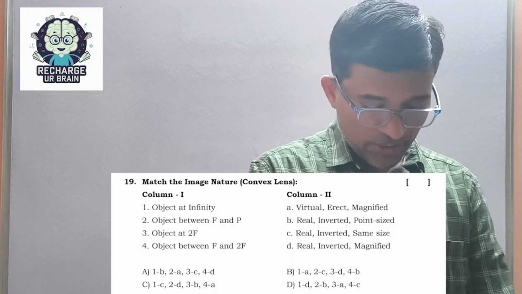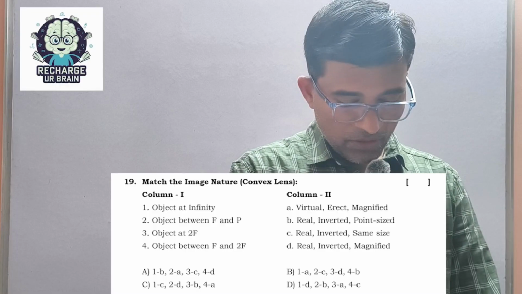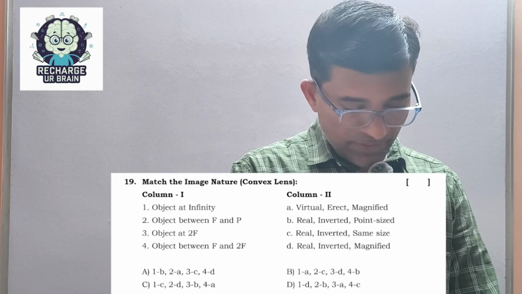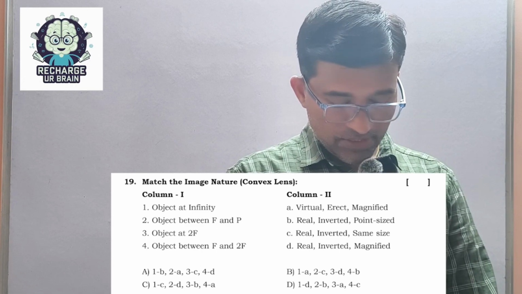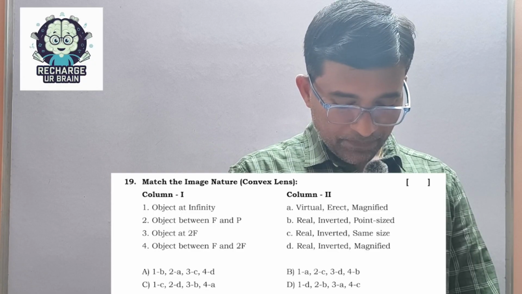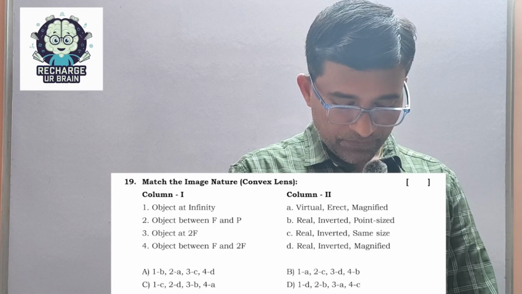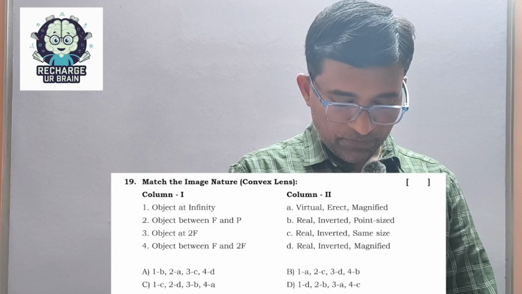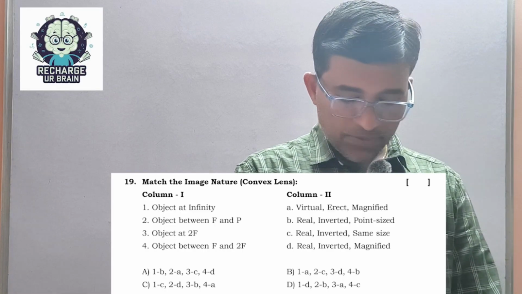Okay, next, 19th question. Match the image nature for a convex lens. Object at infinity: the image is real, inverted, point size. Object between F and P: virtual, erect, magnified. Object at 2F: real, inverted, same size. Object between F and 2F: real, inverted, magnified. So for the 19th one, the right option is A.